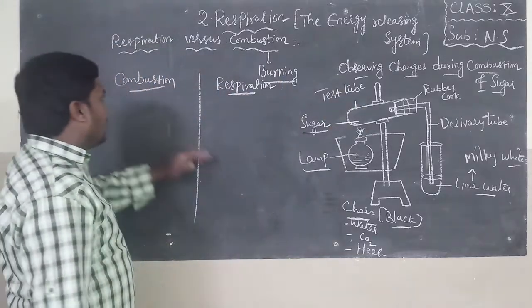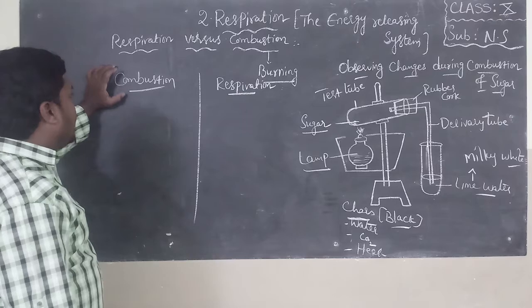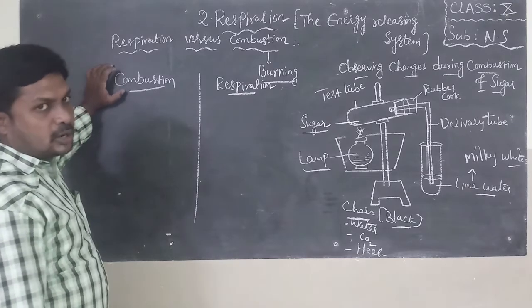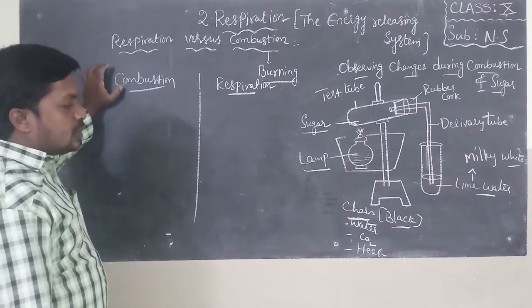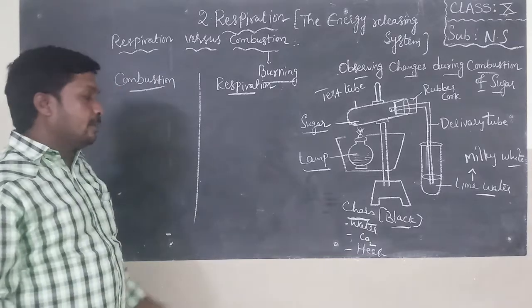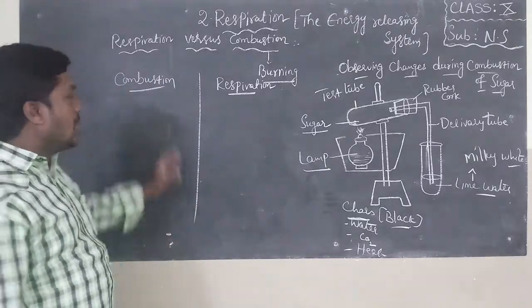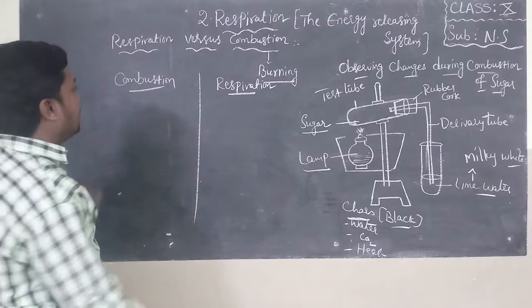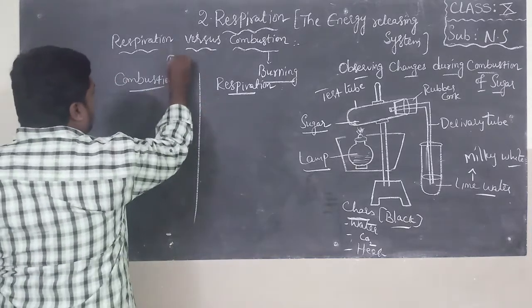So based on this activity, we can conclude that combustion is the burning of organic matter to produce soot, meaning black colored powder, water, CO2 and heat. Now I will explain the differences between combustion and respiration.